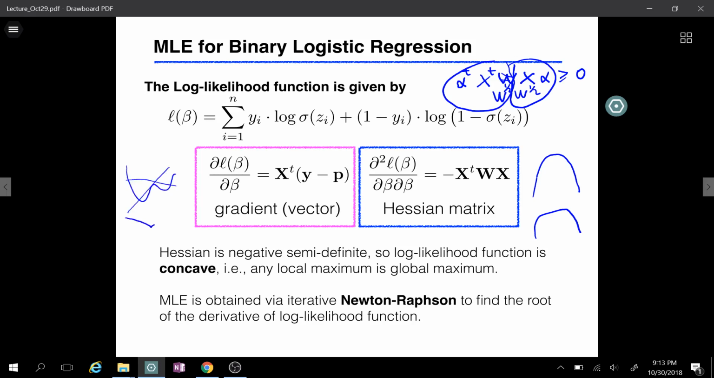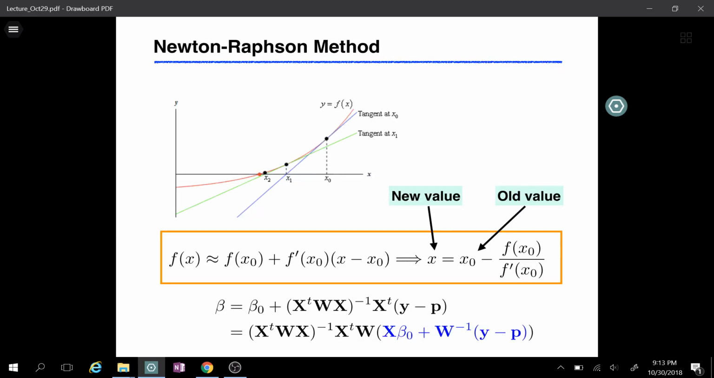A convex function should look like this or this. So it's easier to find its global optimal point. You just follow the gradient. So for logistic regression, we can find its MLE by iteratively using the Newton-Raphson algorithm to find the root of the derivative. How do we use Newton-Raphson to find the root of a function?